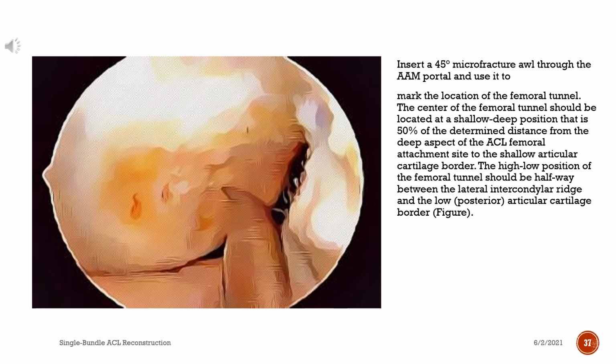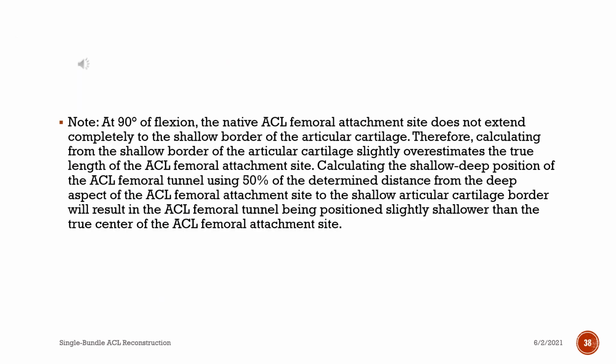Insert a 45 degree microfracture awl through the AM portal and use it to mark the location of the femoral tunnel. The center of the femoral tunnel should be located at a shallow-deep position that is 50% of the determined distance from the deep aspect of the ACL femoral attachment site to the shallow articular cartilage border. The high-low position of the femoral tunnel should be halfway between the lateral intercondylar ridge and the low, posterior articular cartilage border, figure.